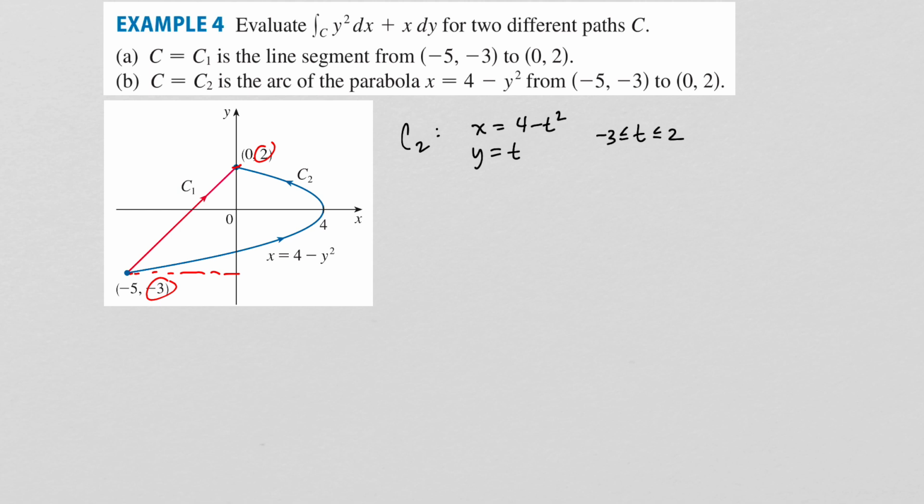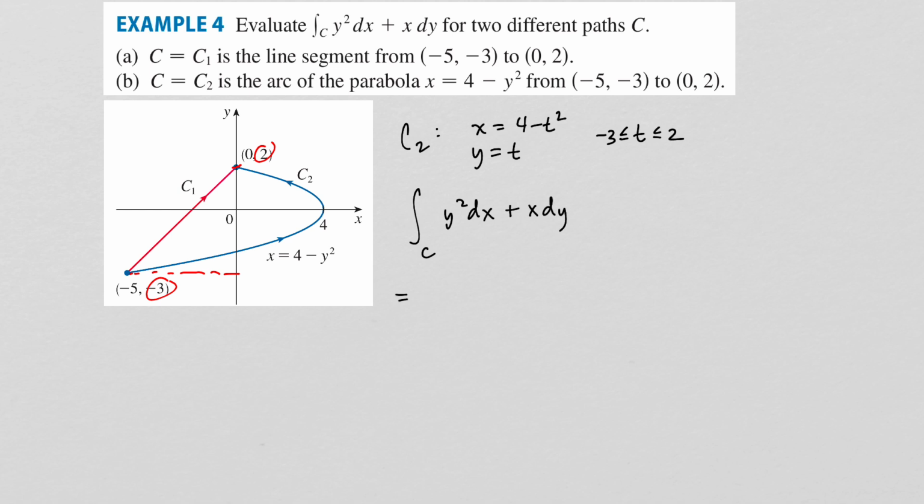And that will give us the parameterization of this parabola from this point down here to this point up here. Okay, so now we just have to perform the integration. So it's very much the same way. So we have the integral along the curve, y squared dx plus x times dy.